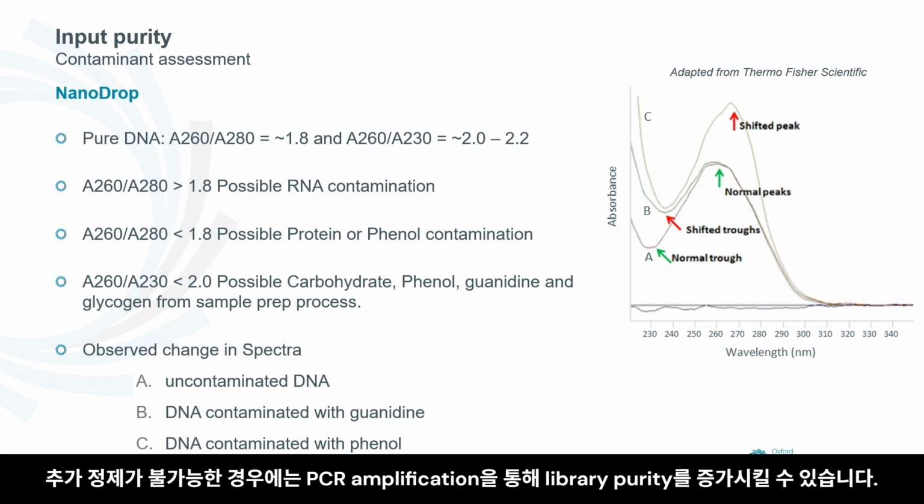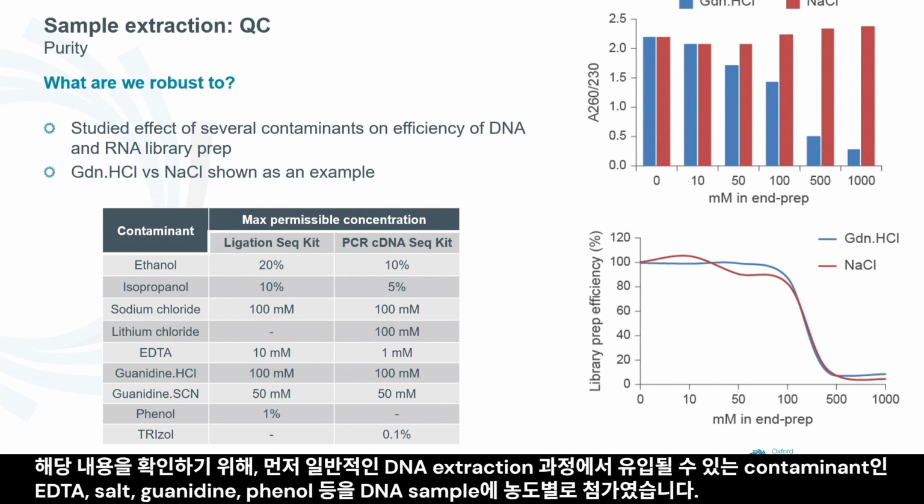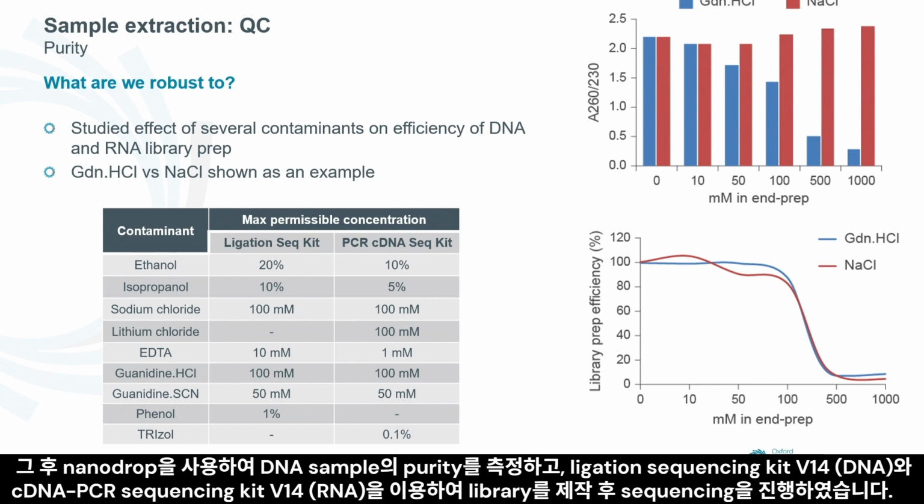If additional purification is not possible, then amplification of the library by PCR can be performed to improve the purity of your sample. So what are we robust to? We spiked in a number of what we consider common contaminants that could be carried over from standard extraction techniques, such as EDTA, salt, guanidine, and phenol, and looked at their influence on NanoDrop readings and on library preparation efficiency for both the ligation sequencing kit for DNA and the PCR cDNA sequencing kit for RNA.